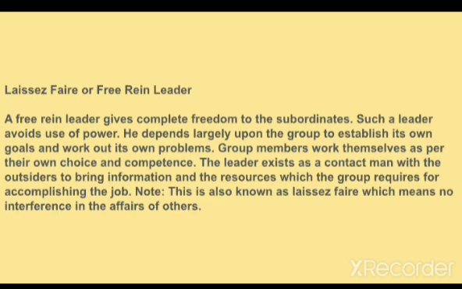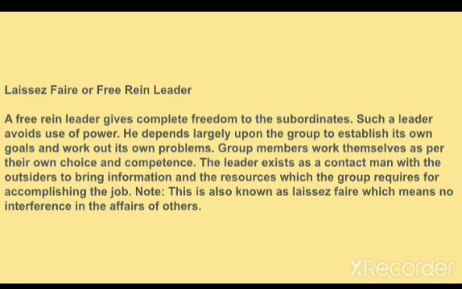Third is laissez-faire or free rein leader. A free rein leader gives complete freedom to the subordinates, and such a leader avoids use of power. He depends largely upon the group to establish its own goals and work out its own problems. Means in this type of leadership, the leader is not using the power which is with him or her, and he is just depending upon the group of persons to work and to establish the work plan.